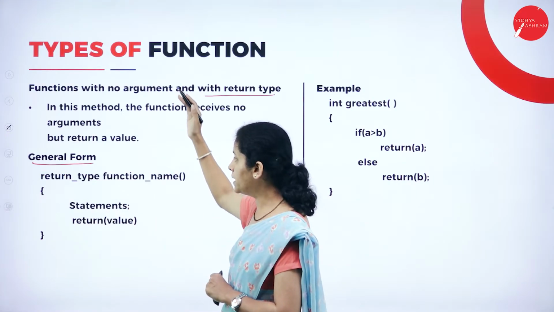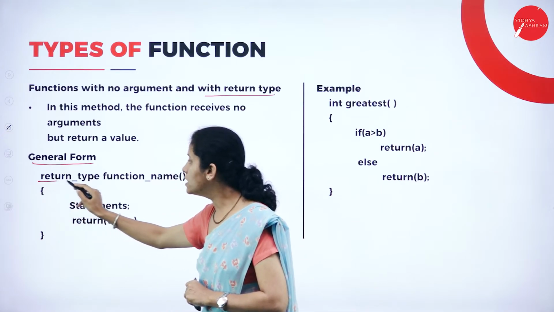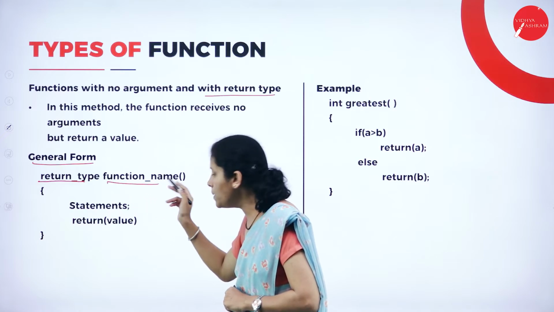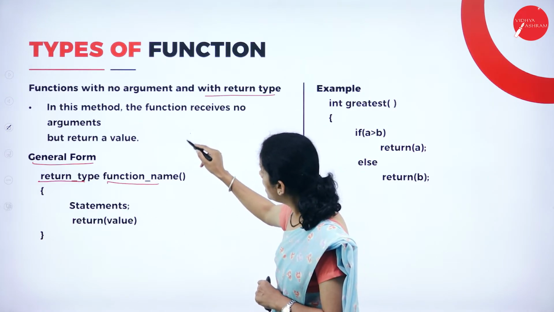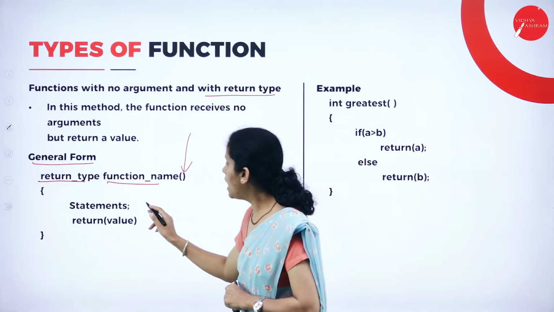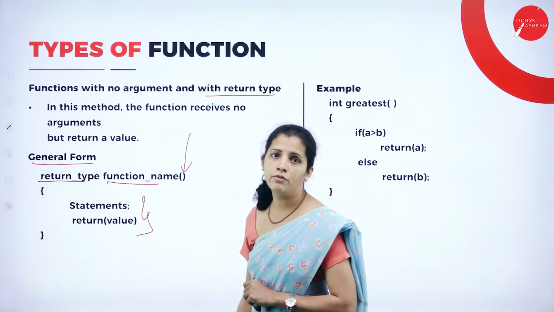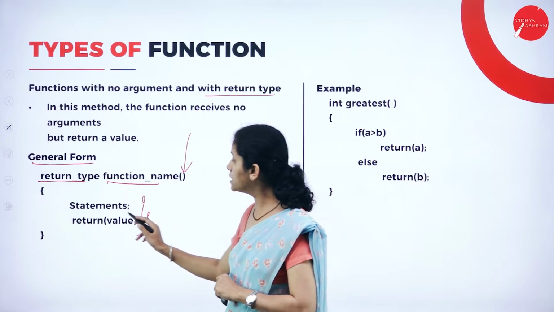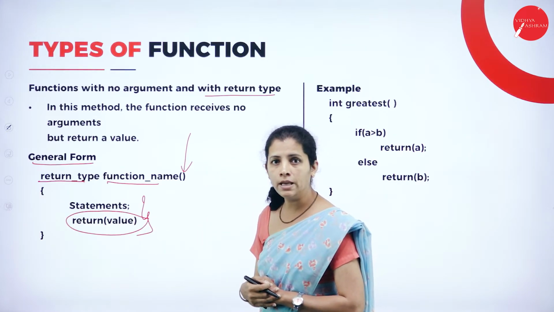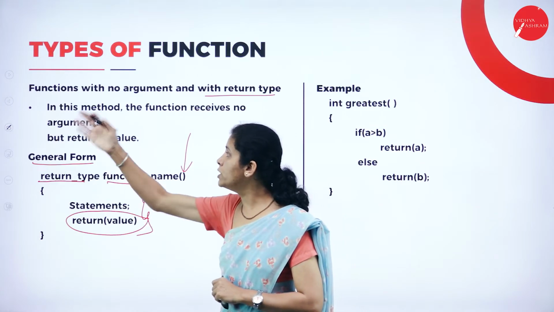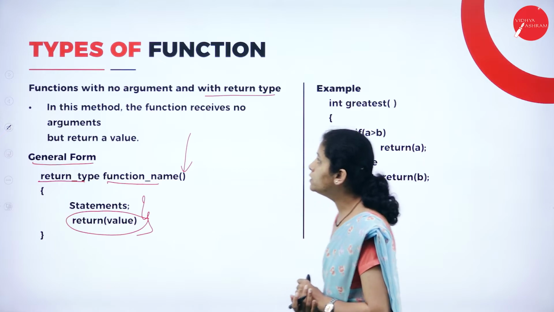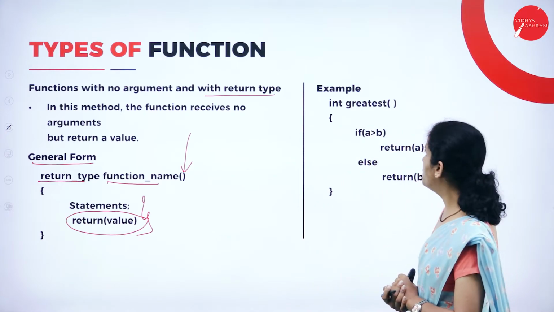According to the topic name, it's going to return the value. I have my function, but I don't have any arguments, and I have a certain set of statements. Along with that, I'm going to have a return value. That means this function is going to return some value. Now, let me consider the example here.